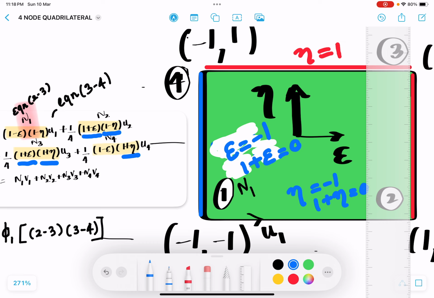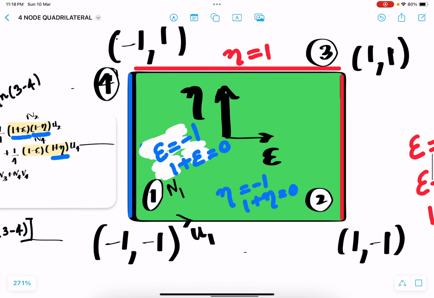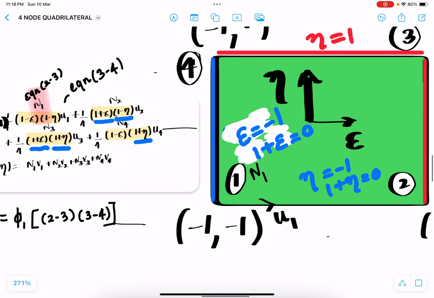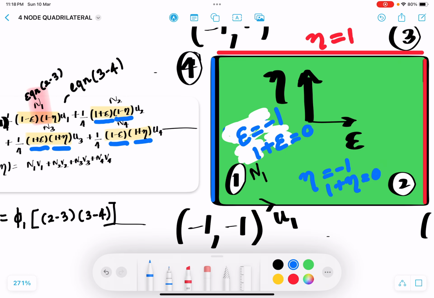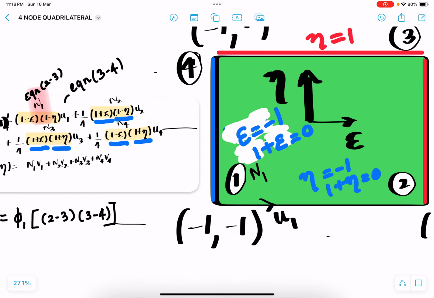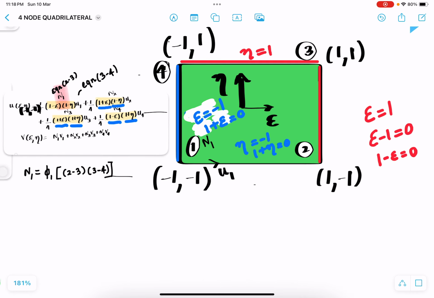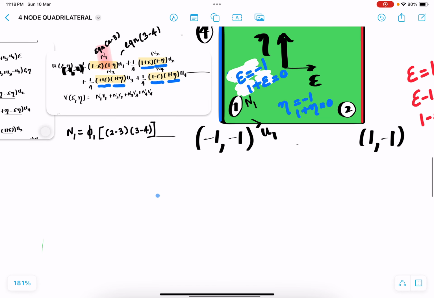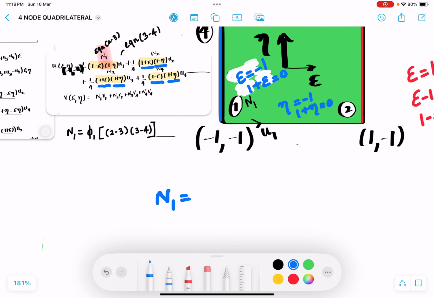So you can say it is 1 minus epsilon is equal to 0. You can also see that here. So that is it. So now you know how to generalize the equation. The generalized form is, if I want to find n1, it will be some constant into the equation of the line that should not cross the nodal point 1. So that will be the equation of the line 2, 3 and 3, 4. Okay, this will be n1.